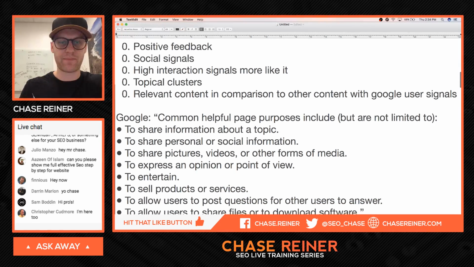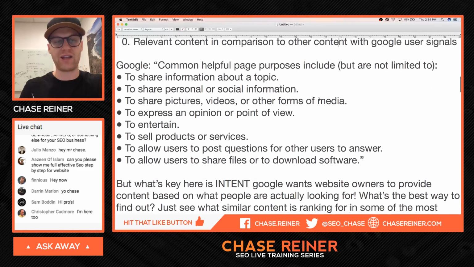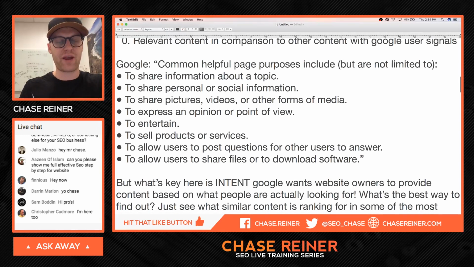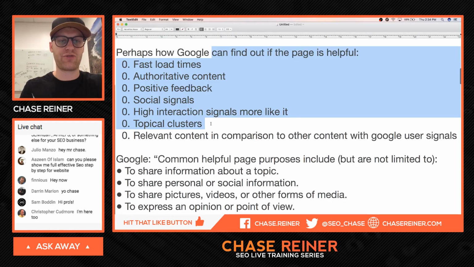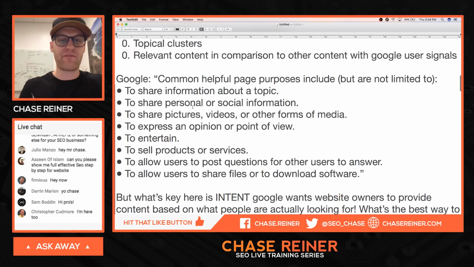That's pretty obvious, right? Google says common helpful page purposes include, but are not limited to, share information. So this is what they're saying now, right? We took the guess. This is what they're saying now. To share information about a topic, right? That makes sense. So informational based posts, which is a different type of post than like a buy type post, even though this could be helpful in a buy type post as well, as long as you're not going way over what the user intent is trying to find.